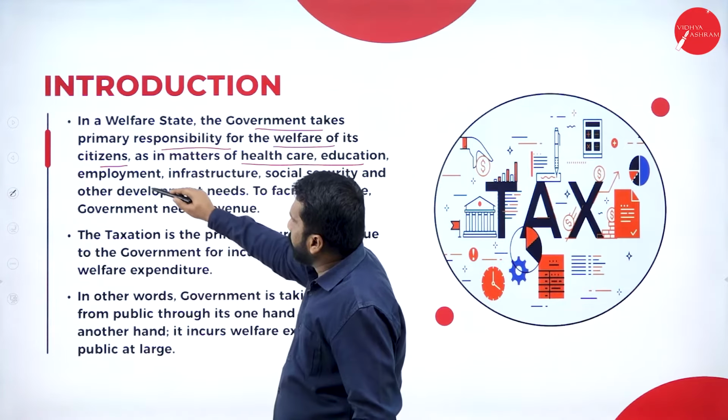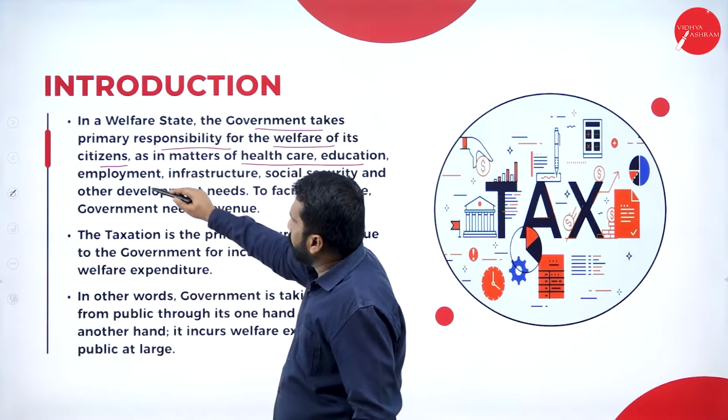Now, in other words, the government is taking taxes from the public through one hand and through another hand. Through one hand means if you are collecting directly, it is through one hand. If you are collecting indirectly, that is called through the other hand. It incurs welfare expenditure for the public at large. Hope you are clear with this particular concept.